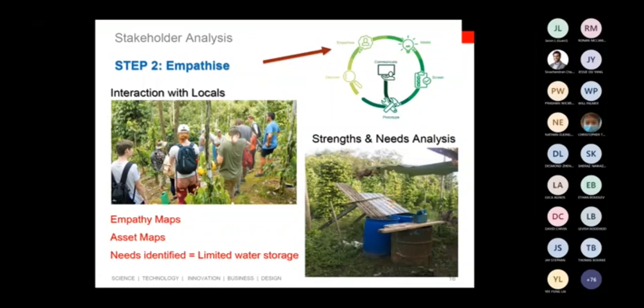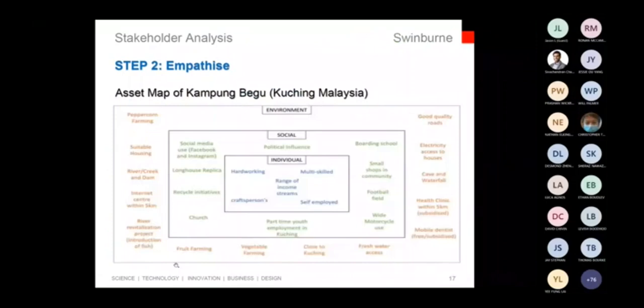But beyond the needs, there are other tools you can use, like an empathy map or asset map. The students were able to create this asset map. So what we call an asset map, you are beginning to look at what the assets are for this community, from their environment, from their social dynamics, from individuals that you've had interactions with in the past, however long you've been in the community. So that gives you an idea of what's going on within the community.